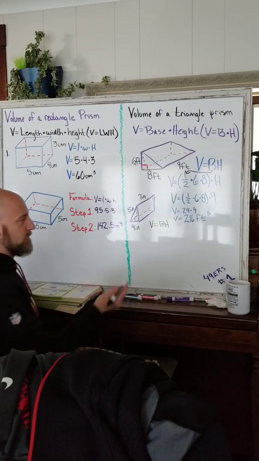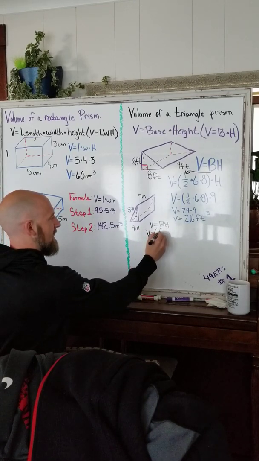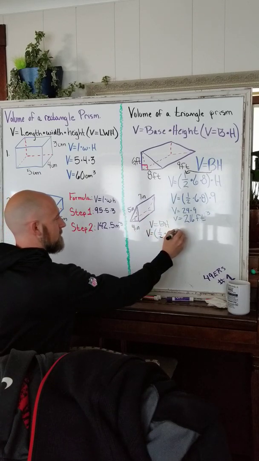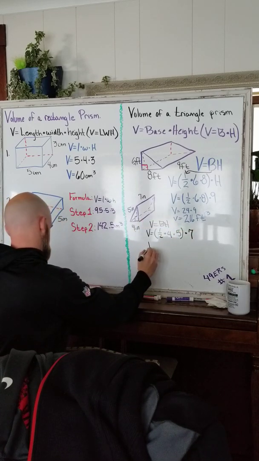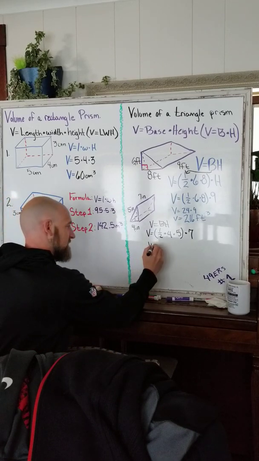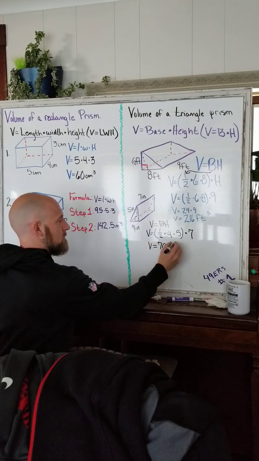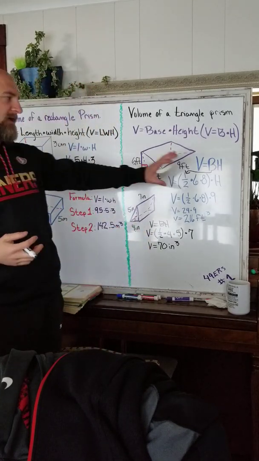Okay, what do we change base out to? Change it in for a half. So V equals half times 4 times 5. Inside the parentheses, and outside we use our 7. So when you multiply all of this together, your answer should be 70, our label of inches cubed. It's relatively easy. You just can't forget to take out for the base.